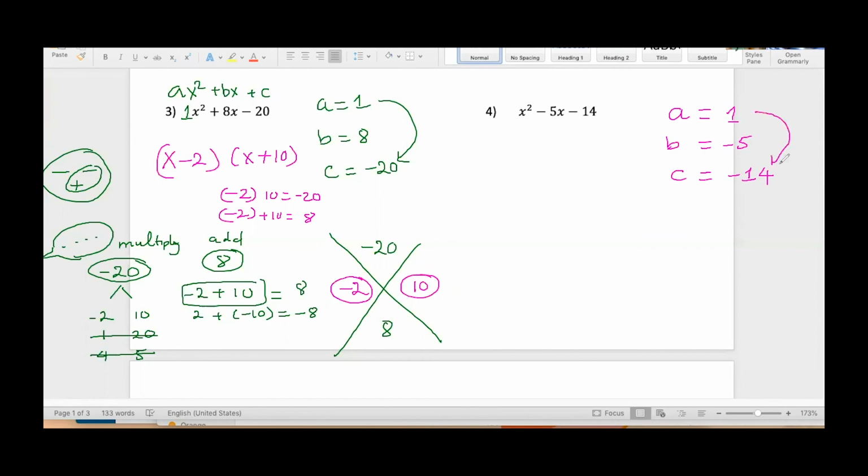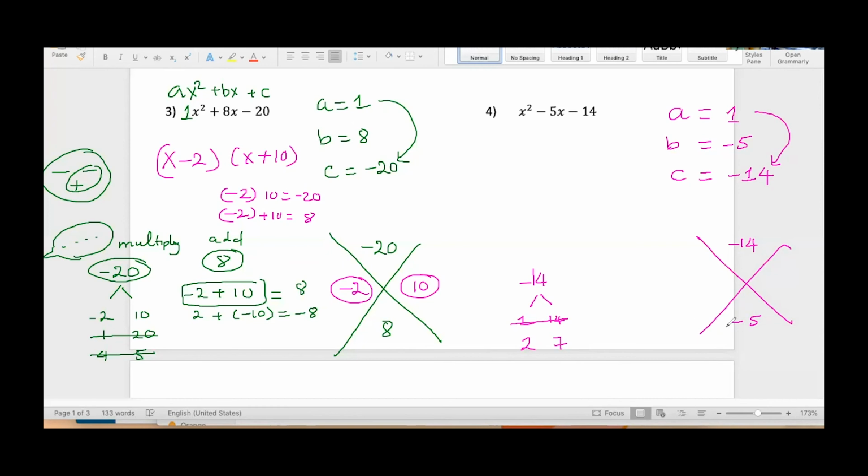I'm just going to multiply. So a times c: 1 times -14 is -14. My b is -5. What could be factors of 14? Again, put on your thinking hat. 1 and 14. Think. 2 and 7. Obviously, 1 and 14 are way too off. To get -14, one of them has to be negative.